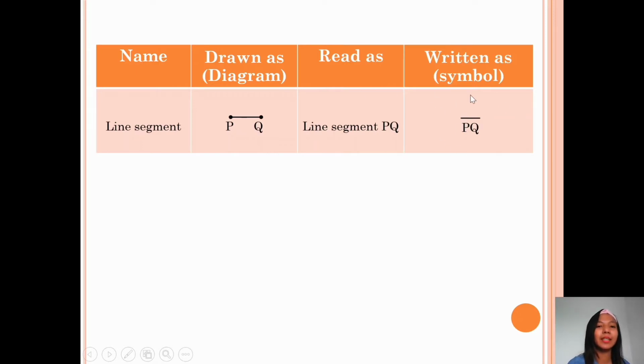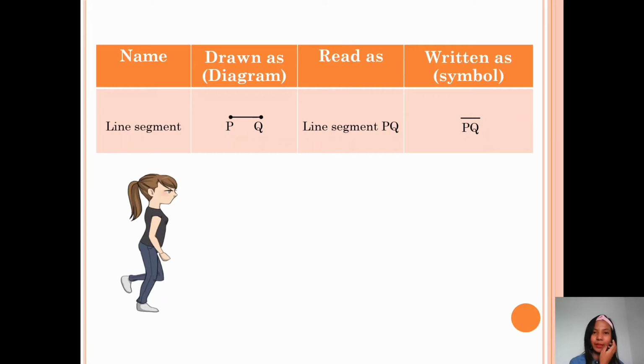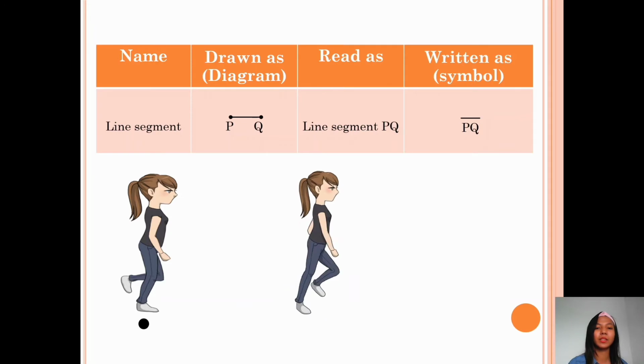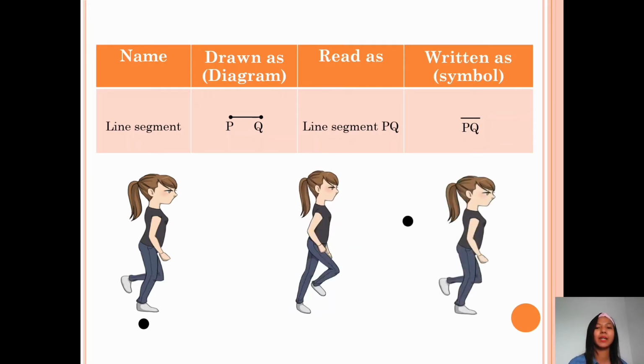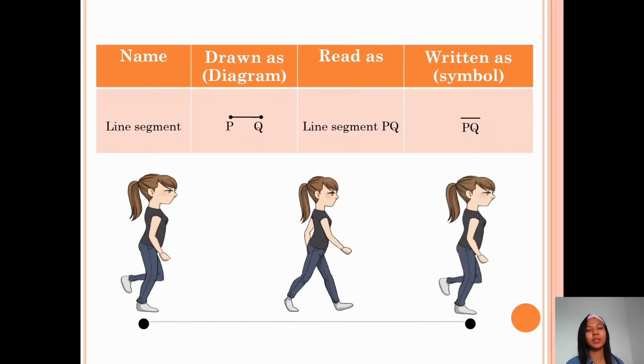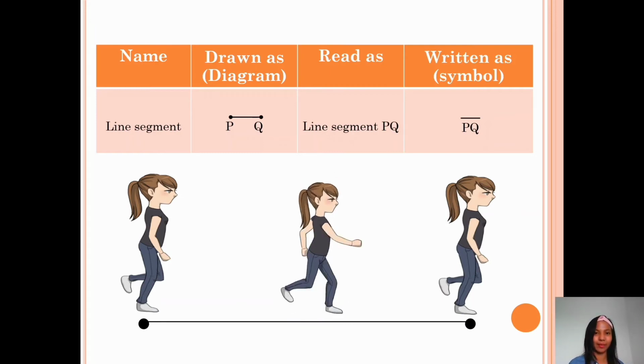So again, this is about the line segment. For example, if a girl goes from one point to another point, she walks towards the other point. So this is an example of a line segment. All right? Clear?